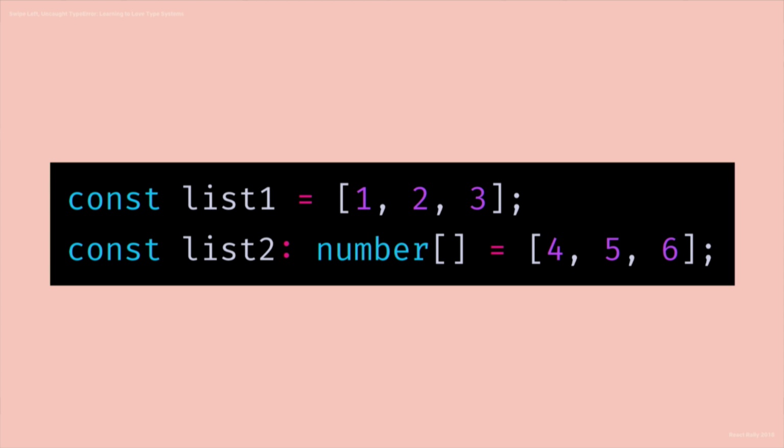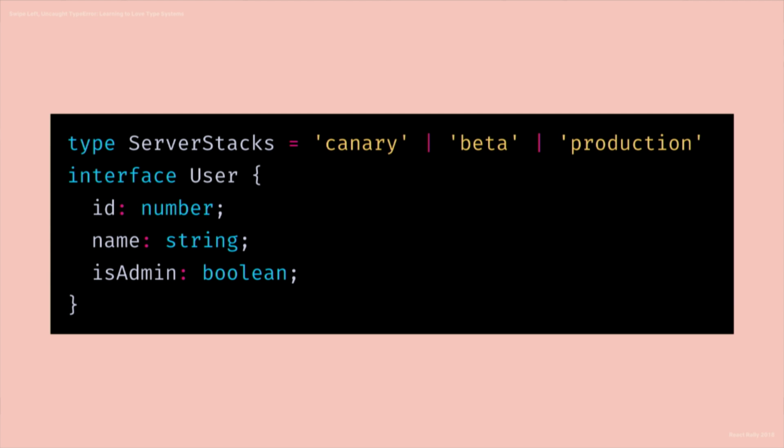For lists or arrays, you have to tell TypeScript what kind of array it is. For example, number square brackets means an array of numbers. You can also define your own types. Here I've made my own type called server stacks. This is a union of string literals, meaning that anything that has this type can only be one of these exact strings. You can also define interfaces which describe the shape of a user object, much like in Reason.